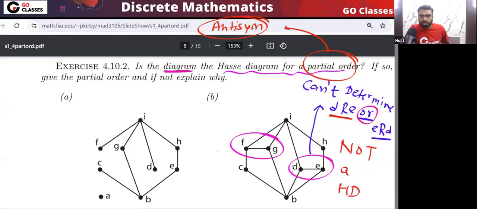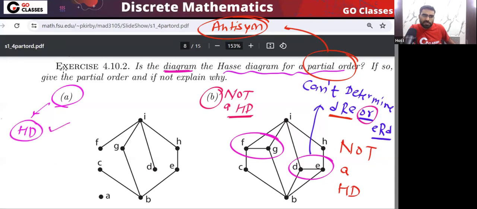Now, you can see this is not a Hasse diagram. Remember, this is not a Hasse diagram. Very simple point. What about this one? Is this a Hasse diagram? Yes, of course, this is a Hasse diagram. There is no problem here. This is definitely a Hasse diagram. Okay, everything is fine here.